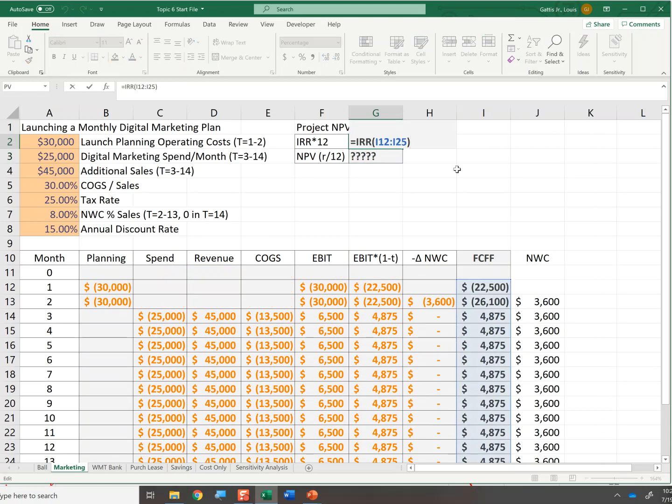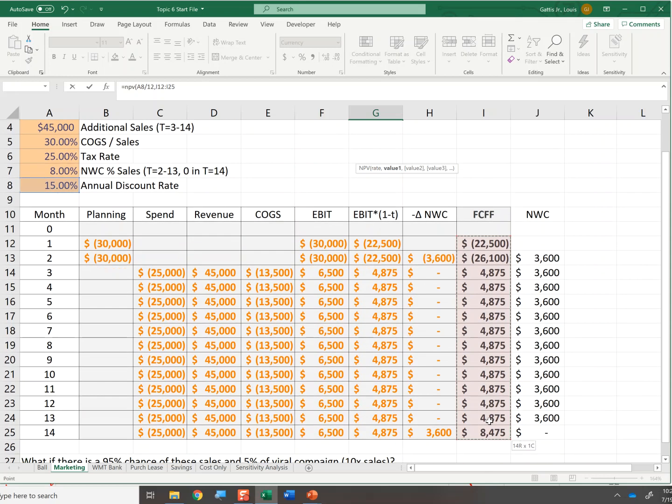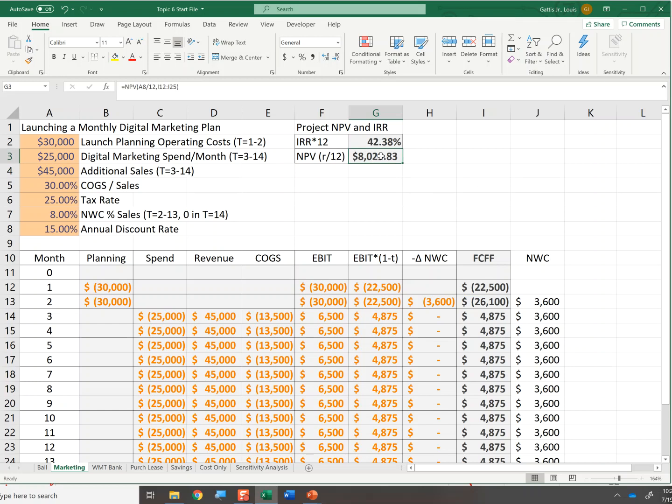But since these are monthly cash flows and we want IRR to always be annualized, we want to multiply times 12. So it has a 42% IRR. So you can think of that as the annualized rate of return. And then the NPV, since this is a monthly project, I'm going to take the discount rate of 15% divided by 12, and then put in the cash flows starting in month 1. Since this is not period 0, in month 1, I can just start with the first cash flow. And there's my NPV. So this project has an NPV of $8,000 and an IRR of 42%.